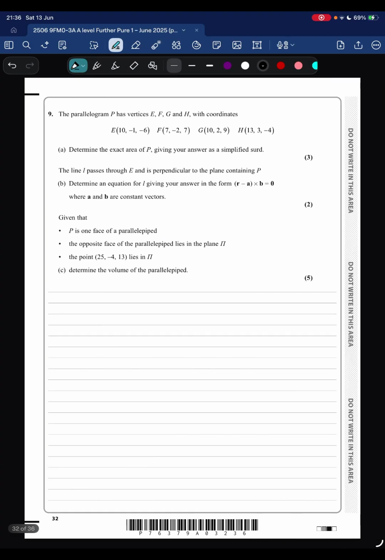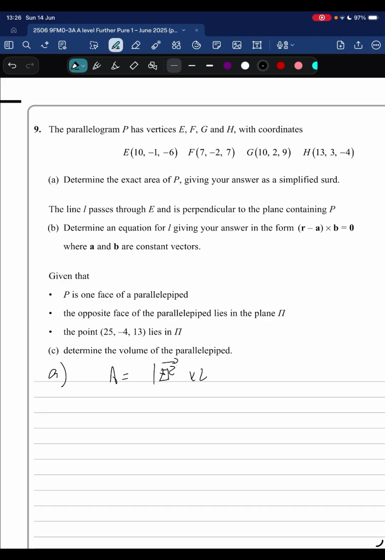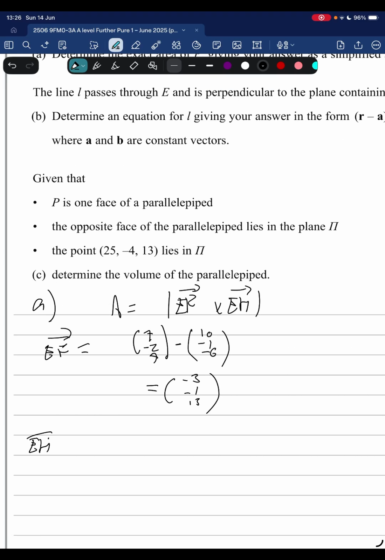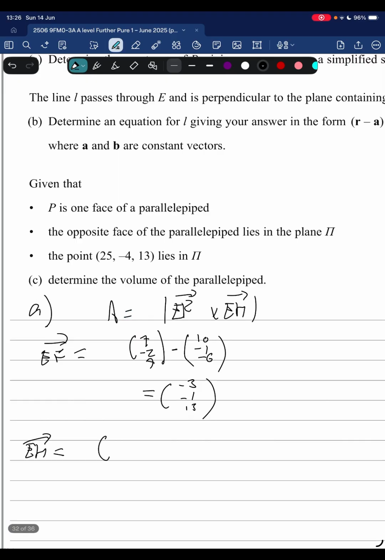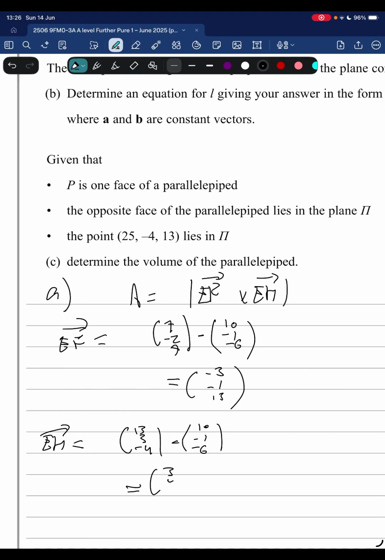Okay, so we're on the last question of the paper now. And we're going to find the area, so we can use cross product. So the area is going to be the magnitude of EF cross EH, right? So EF is going to be OF minus OE, sorry. So we get 7 minus 2, 7 minus 10, minus 1 minus 6. It's going to be minus 3, minus 1, and 13. And then EH is OH minus OE, which is going to be 3 minus 4, minus 10, minus 1, minus 6, which is 3, 4, 2.